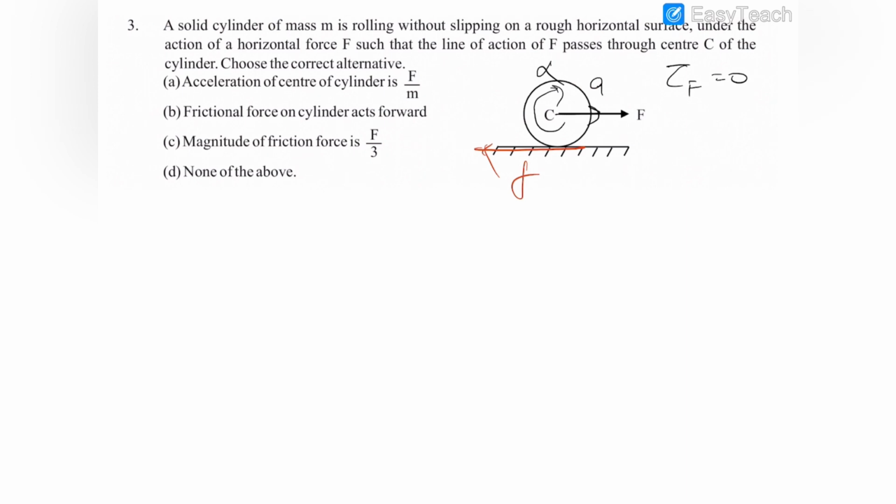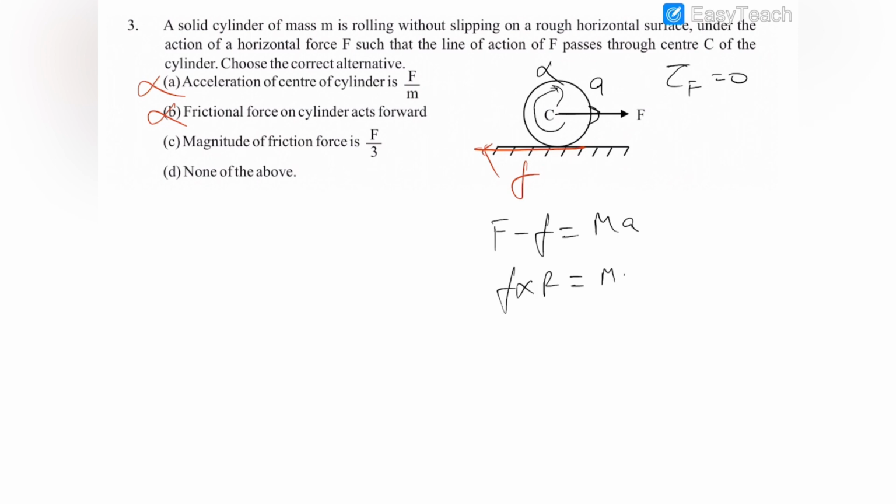So the acceleration of this system would not be equal to F by m alone, and therefore option number A is incorrect. The statement that the friction force is acting on the cylinder in the forward direction is also incorrect. Now we have to find out the magnitude of the frictional force. For that we can write down both the equations of force and torque. The net force is F minus f is equal to ma, and the torque equation is f into R is equal to I alpha.